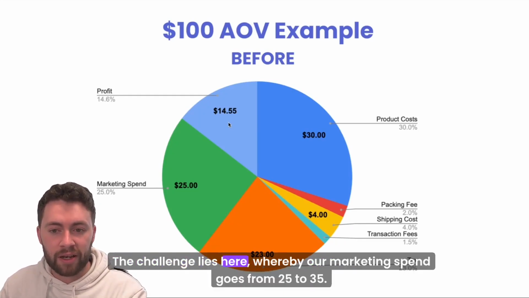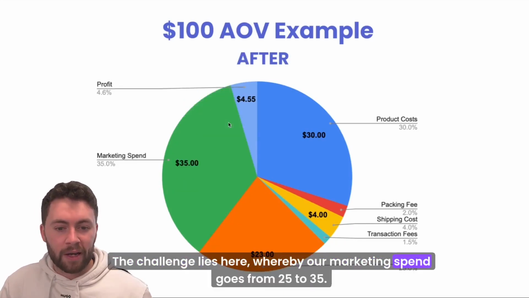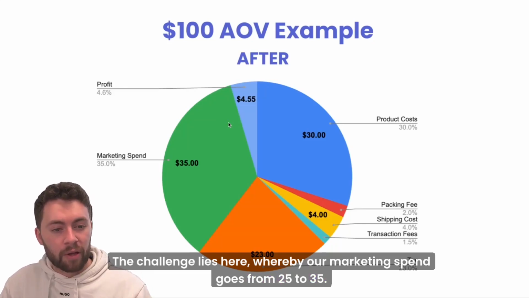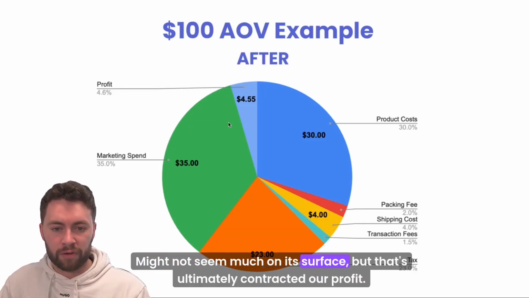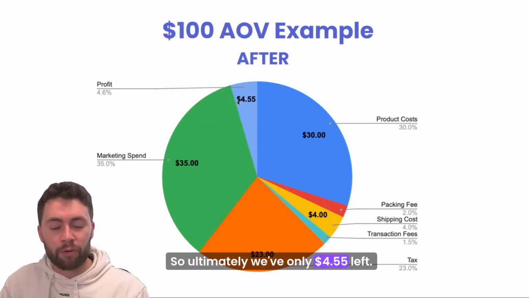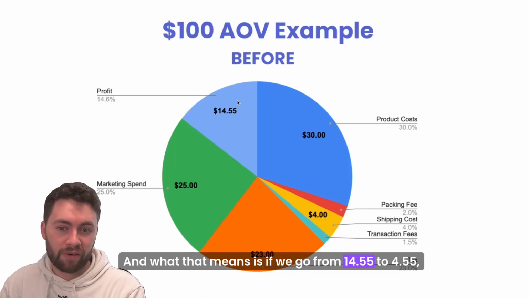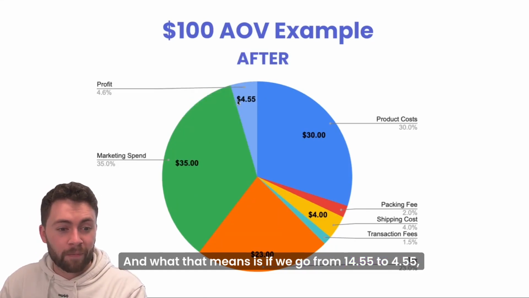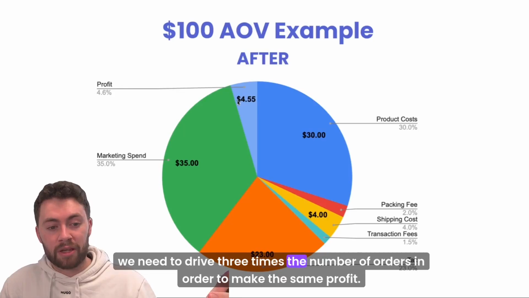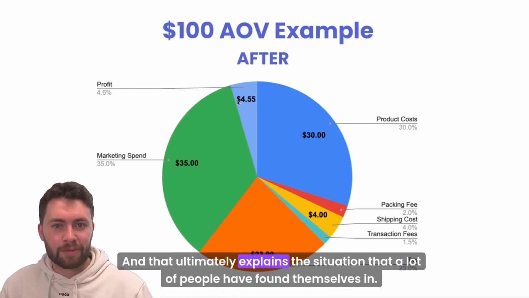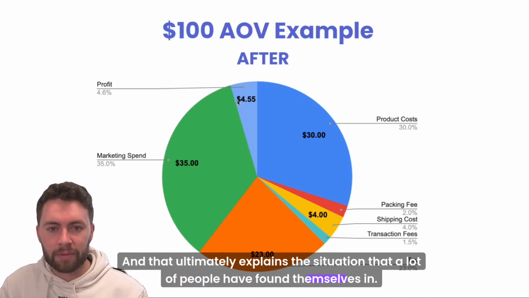The challenge lies here, whereby our marketing spend goes from 25 to 35. Might not seem much on its surface, but that's contracted our profit. So we've only $4.55 left. And what that means is if we go from 14.55 to 4.55, we need to drive 3 times the number of orders in order to make the same profit. And that explains the situation that a lot of people have found themselves in.